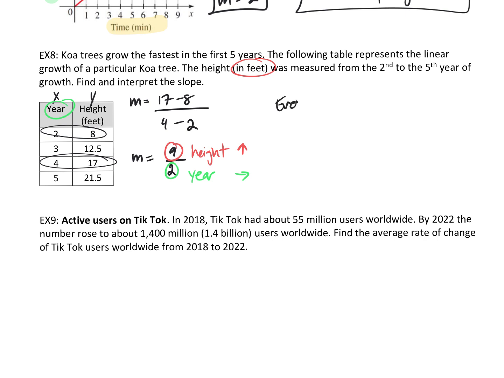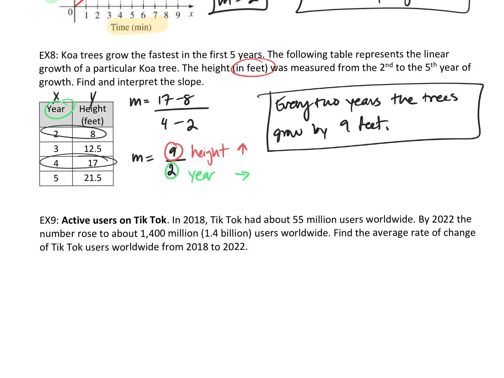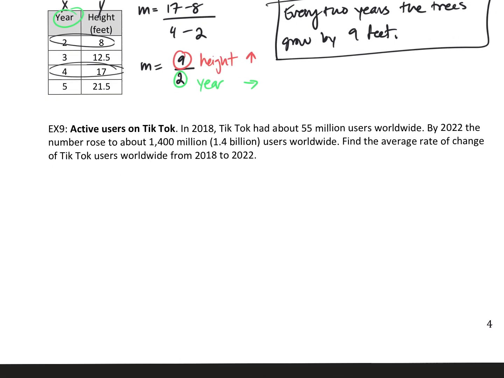So we could say every 2 years, the trees grow by 9 feet. Okay, again, the unit was feet. We're talking about the koa trees and years. So the change in years was 2, the change in height was 9. So every 2 years, the height grows by 9 feet, or the height changes positively by 9.